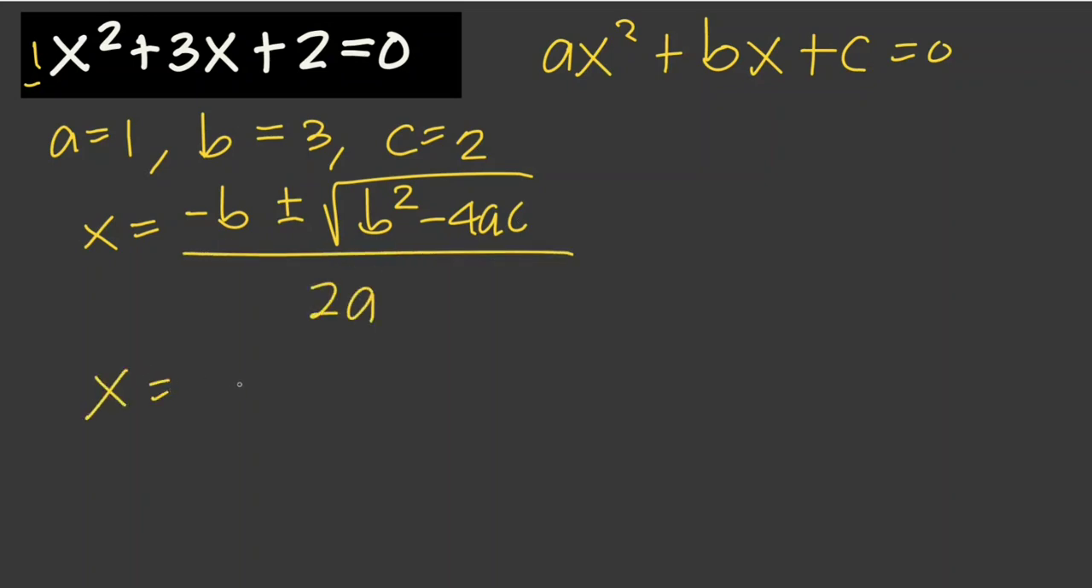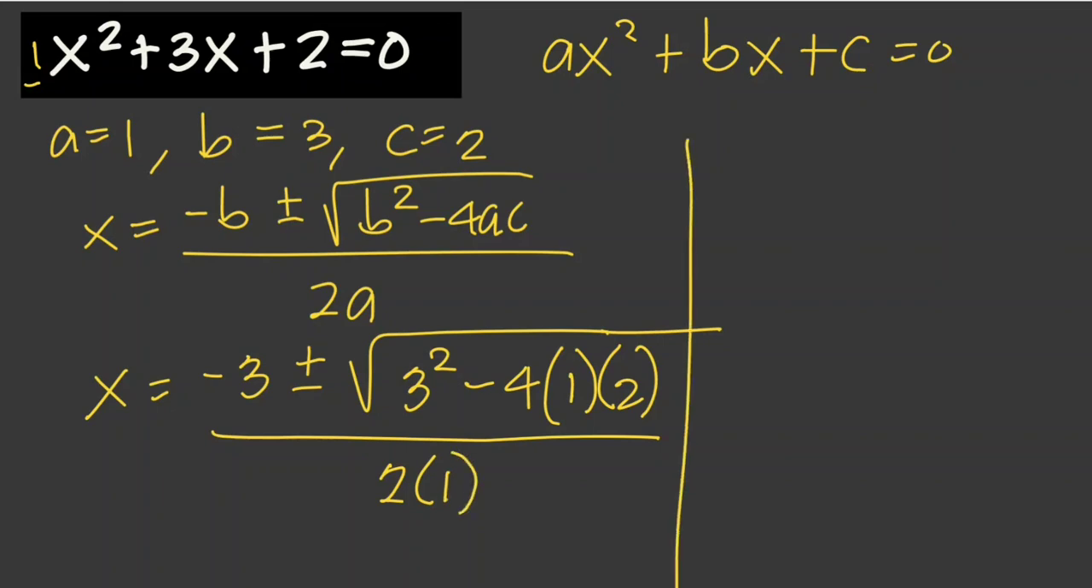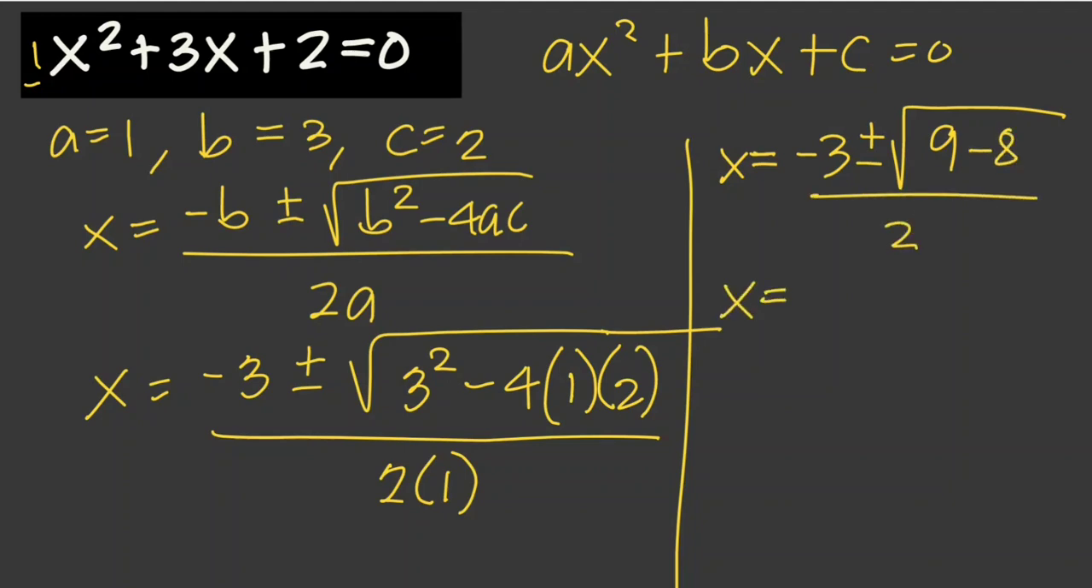So let's plug in these values. So negative b, that is negative 3, plus minus square root of 3 squared minus 4 times a is 1 and c is 2 over 2 times a. Then we can simplify this one. So x is equal to negative 3 plus minus square root of 3 squared is 9 minus 4 times 1 times 2 is minus 8 over 2. And this is x equals negative 3 plus minus square root of 1 over 2.